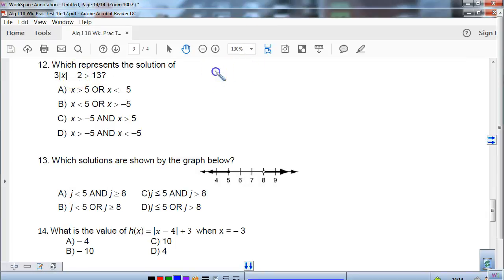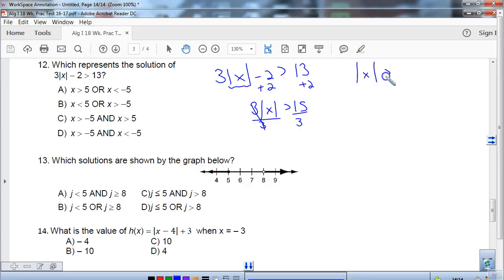Number 12, which represents the solution of 3 times the absolute value of x minus 2 is greater than 13. Again, we have to isolate our absolute values, so we would do that by adding 2 to both sides, and then divide both sides by 3. So we have the absolute value of x is greater than 5.